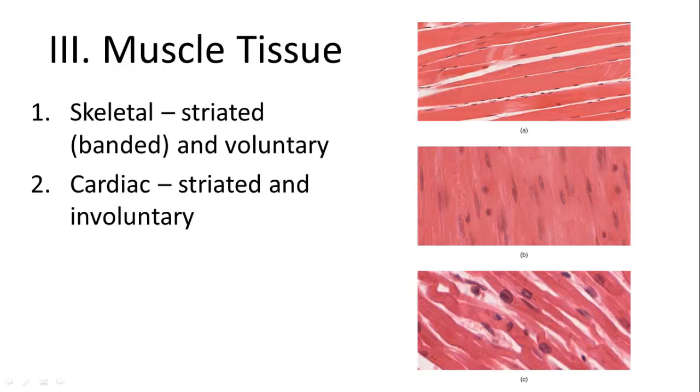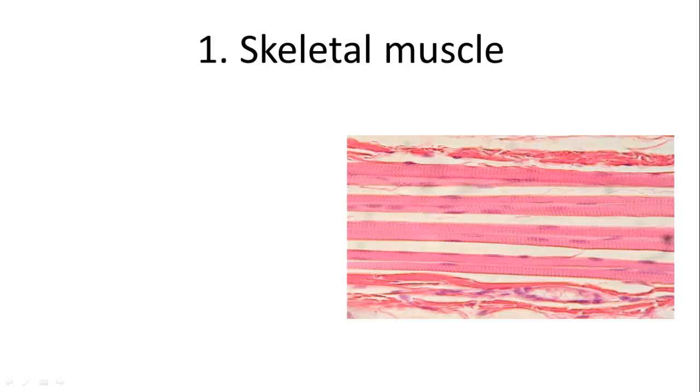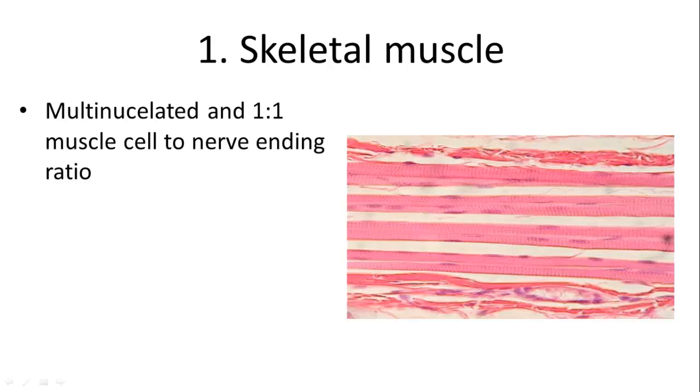Smooth muscle is involuntary, so you cannot consciously move your smooth muscle or your cardiac muscle, whereas skeletal muscle is voluntary, so under your conscious thought. The ratio of skeletal muscle cell to nerve endings is a 1-to-1 ratio.